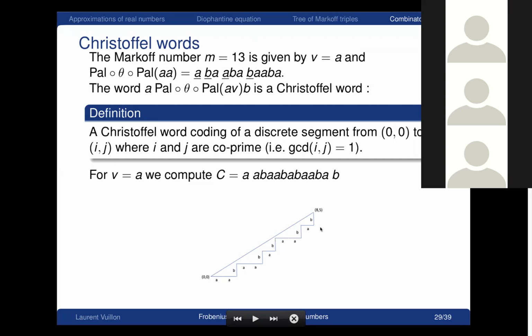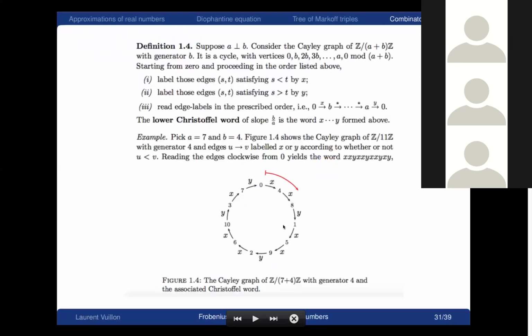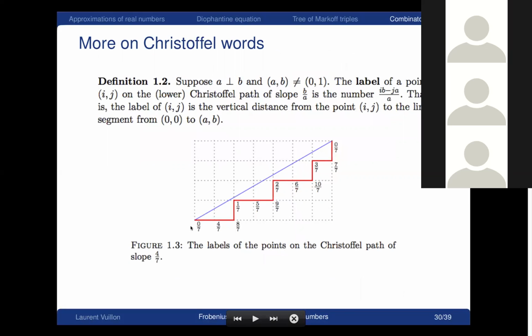So this is why in the formulation of the theorem, we have the length of pal theta pal of AV, and we add plus 2 because we add these 2 letters in the Christoffel words. Okay, and we have much information in the Christoffel word. We can define it with discrete geometry, or you can define it also with a Cayley graph and a generator if you prefer.